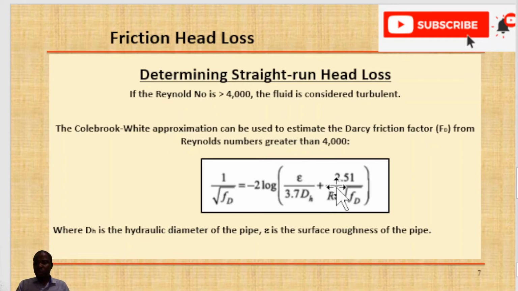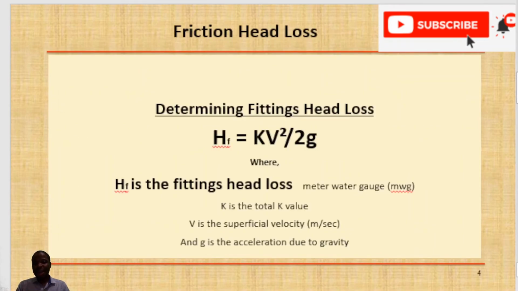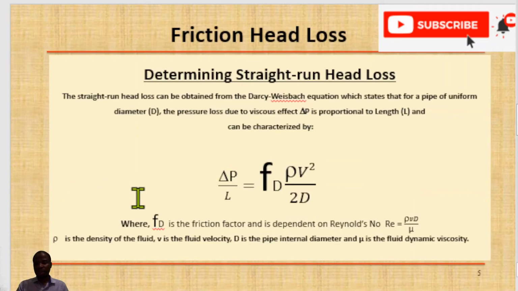So once you obtain your FD, which is your friction factor for turbulent flow, you put your FD back into this expression to obtain your straight run head loss. So you've seen a case where you have laminar flow or you have turbulent flow.